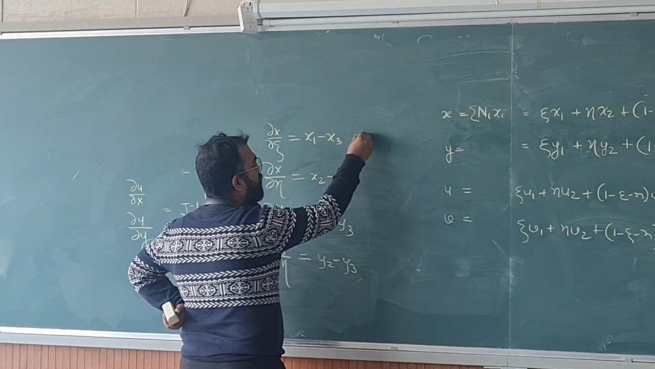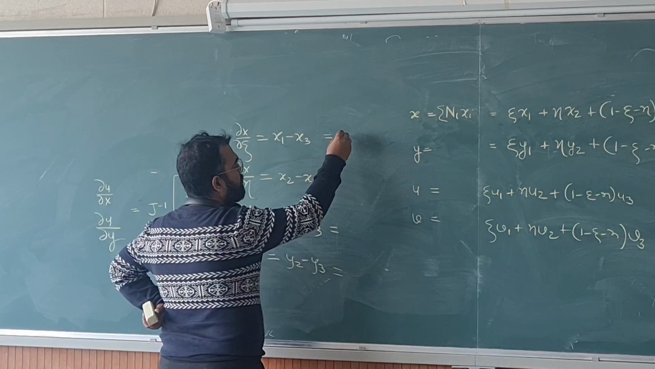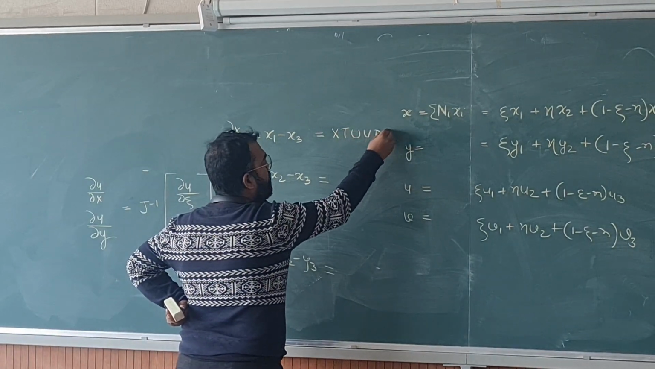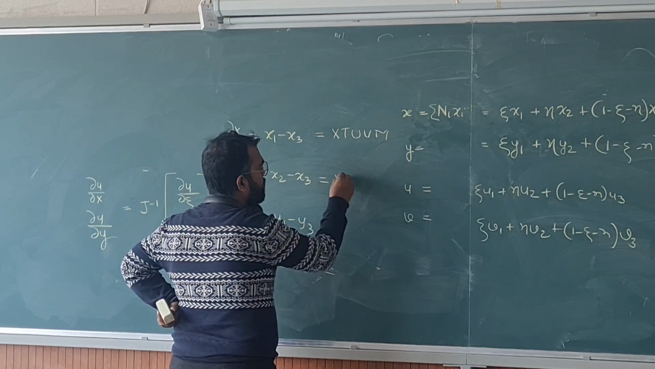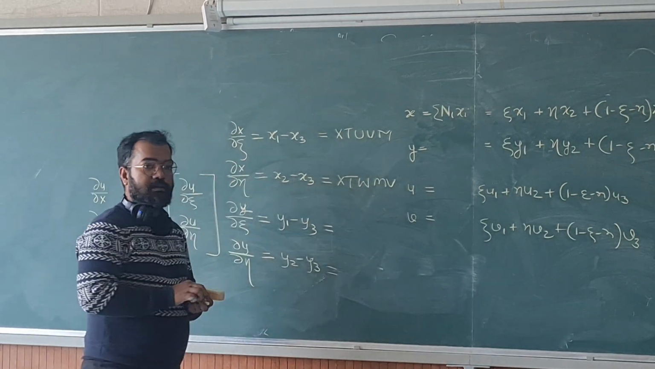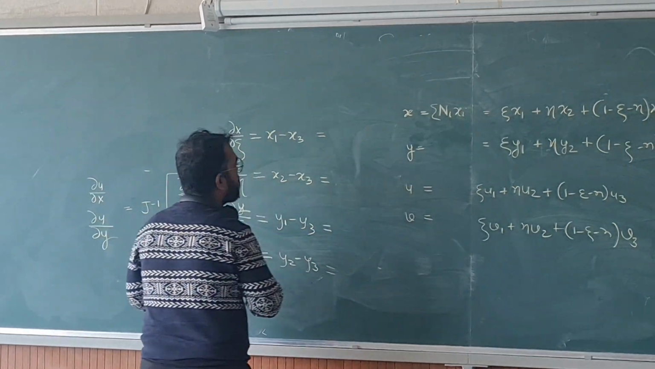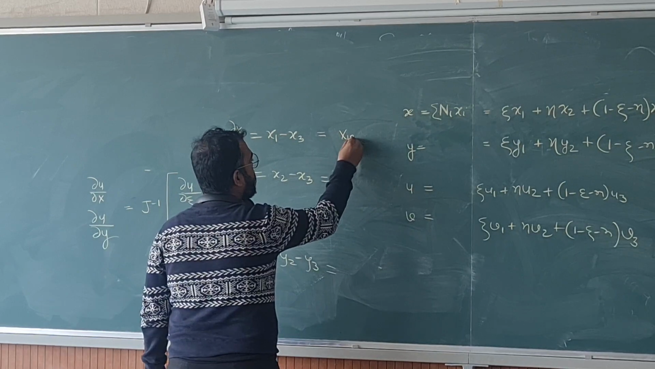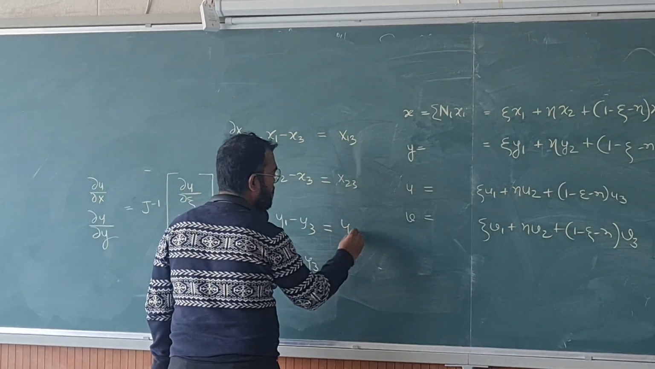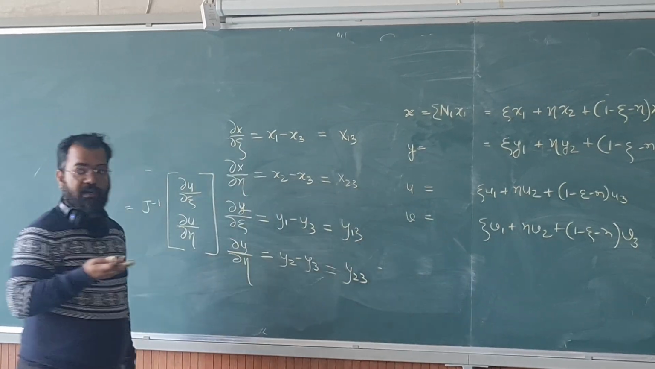So we will use a shorter notation for this. We'll call it x13, and we'll call this x23, and we'll call it y13, and we'll call it y23, because why not?